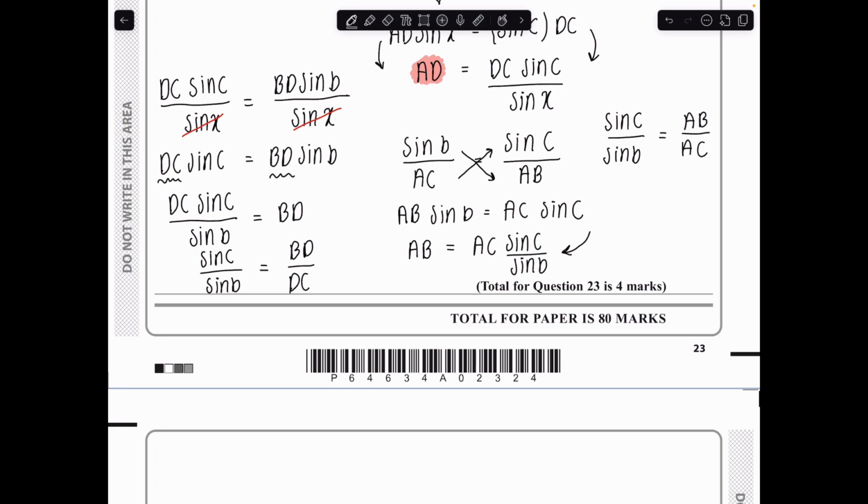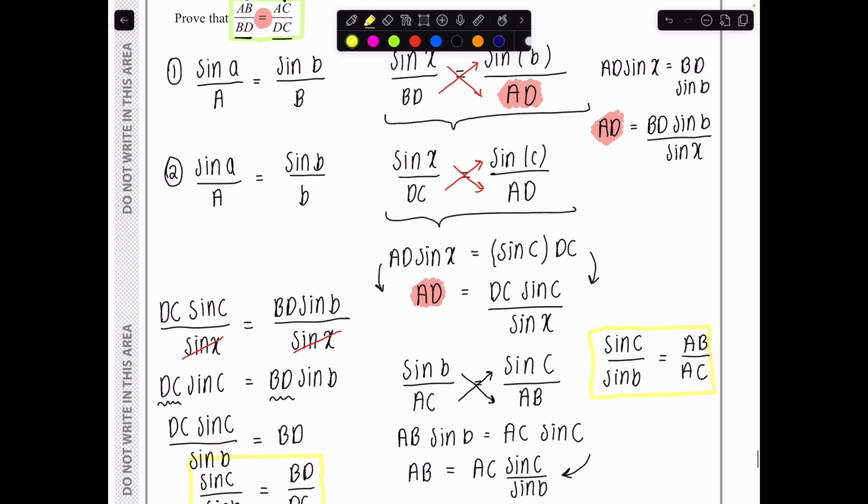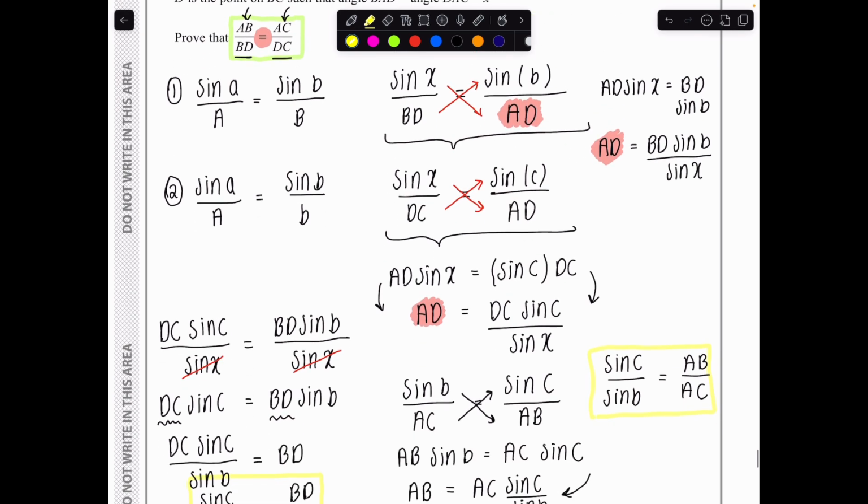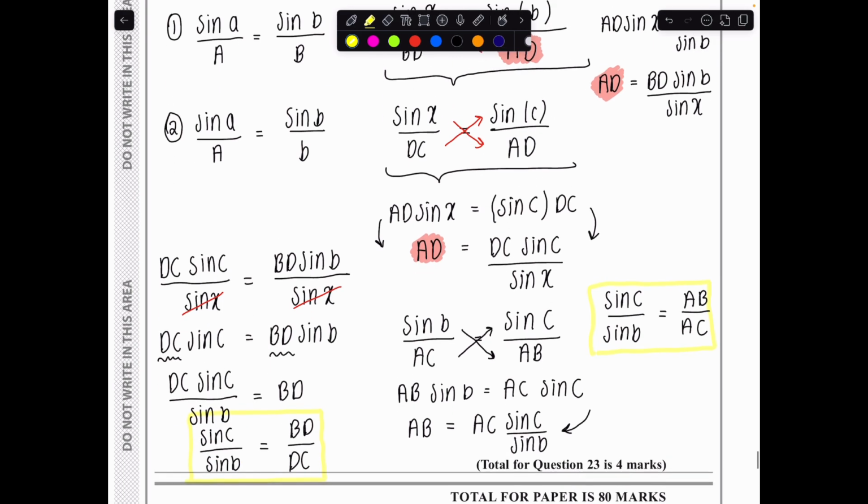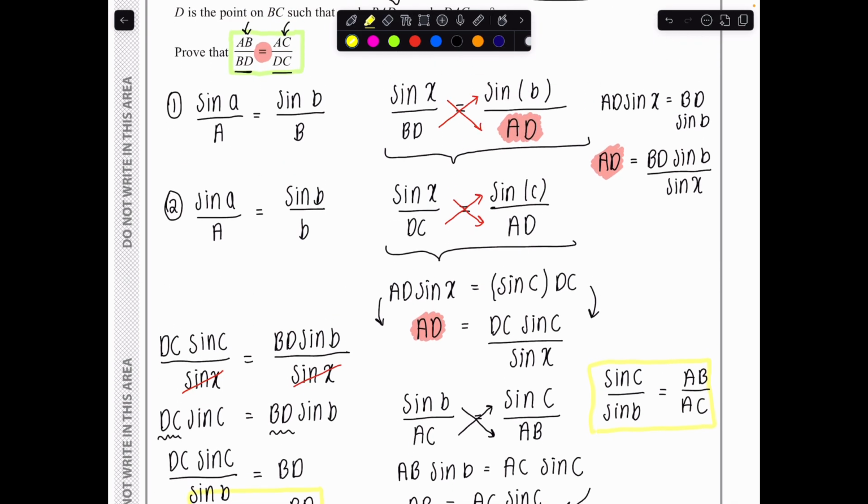So we've done quite a lot of work here. So let's see what this actually means. So what we found out is BD over DC is exactly the same as AB over AC. Now, is that what we wanted to prove? AB over AC is equal to BD over DC. So not quite. So where can we go from here?